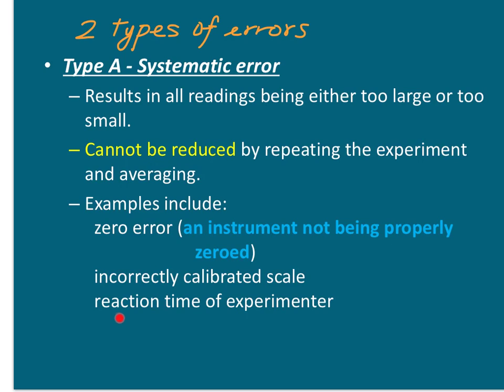Lastly, reaction time of the experimenter. For example, using a stopwatch. Some people tend to be too fast. They jump the gun. They stop the stopwatch or start the stopwatch too fast, too early. Whereas some other people tend to be a bit slow, and all these will affect the final results.